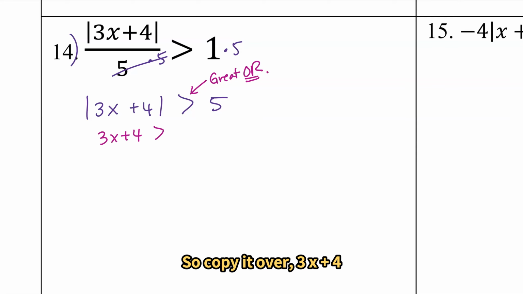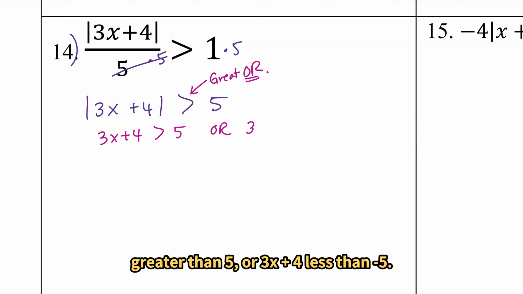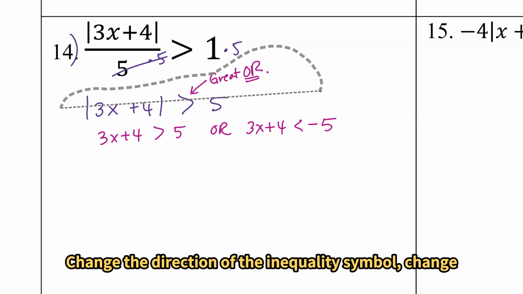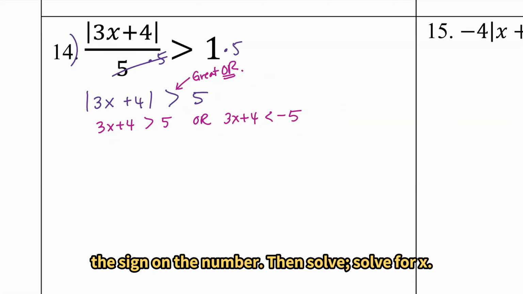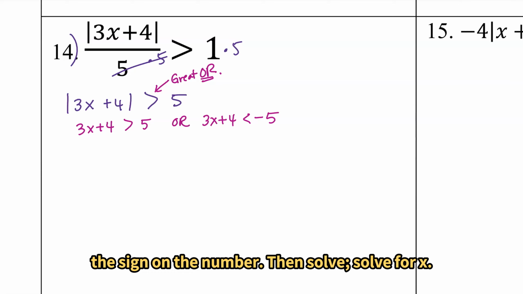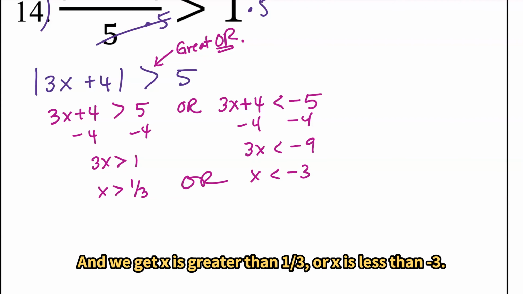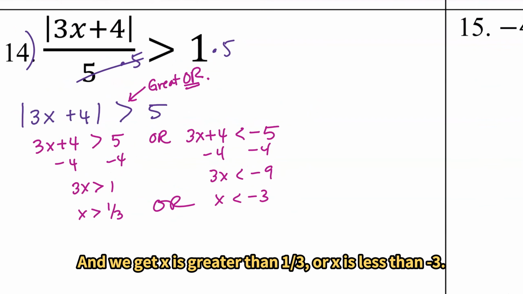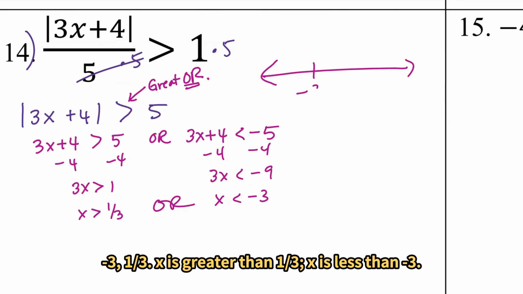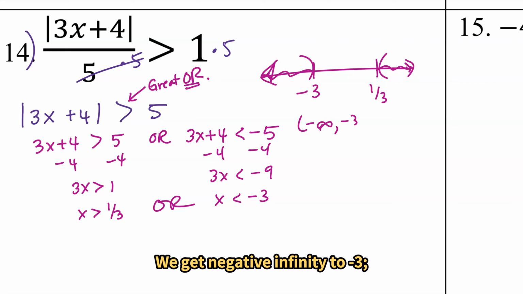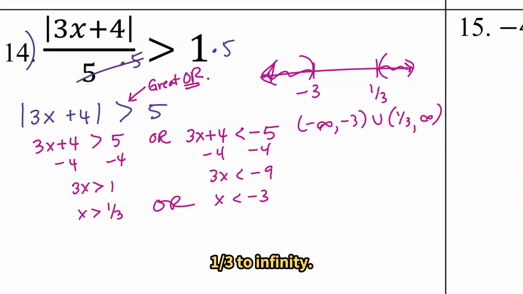So copy it over, 3x plus 4 greater than 5, or 3x plus 4 less than negative 5. Change the direction of the inequality symbol, change the sign on the number. Then solve for x. And we get x is greater than 1/3 or x is less than negative 3. I can graph that. Negative 3, 1/3. X is greater than 1/3. X is less than negative 3. We get negative infinity to negative 3, 1/3 to infinity.